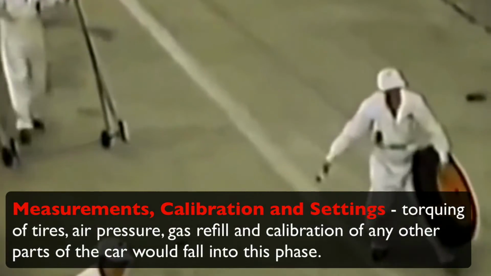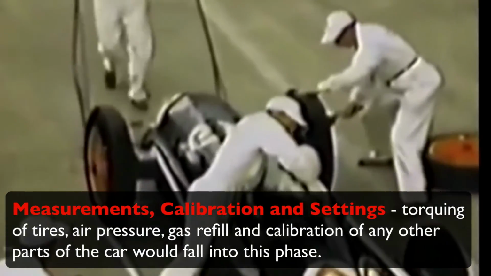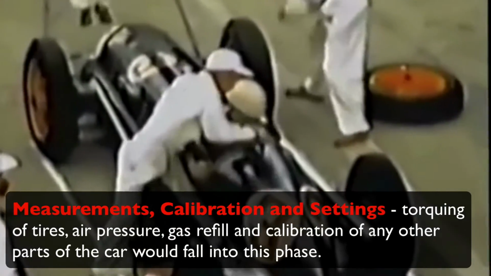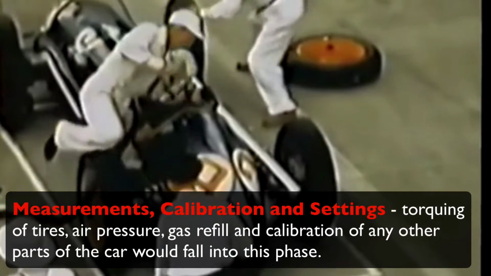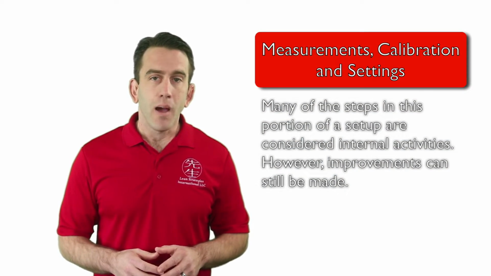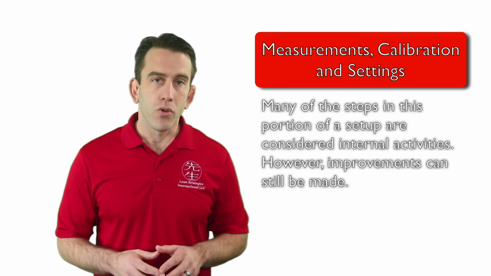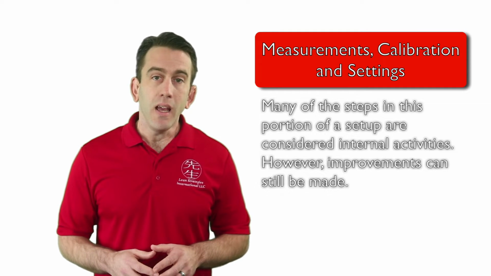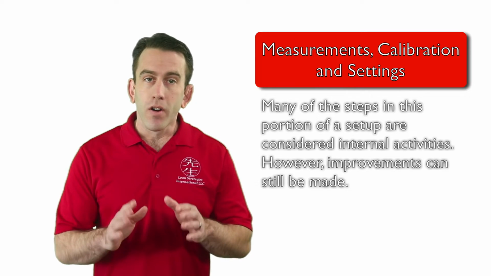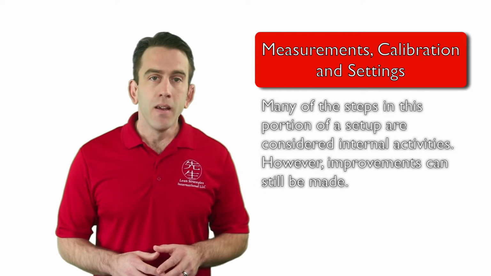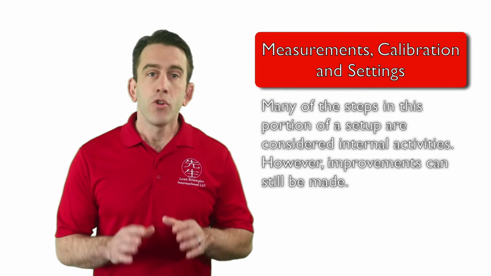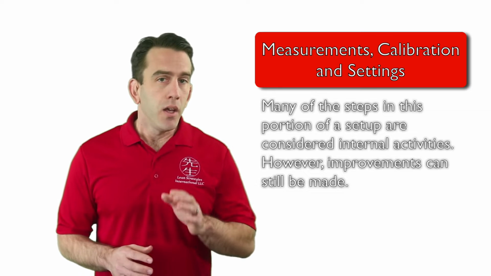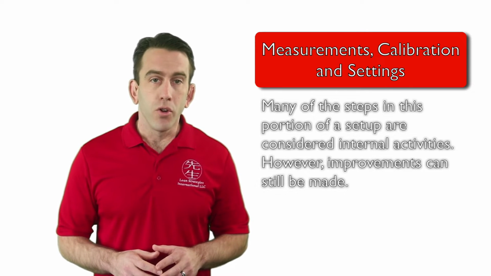If we look at this example of a pit stop on an Indy car, the torquing of tires, air pressure, gas refill, and calibration of any other parts of the car would fall into this phase. Something to keep in mind is that many of the steps which fall into this portion of a traditional setup are considered to be internal activities. However, improvements still can be made. With that being said, the measurements, calibration, and settings phase should still be optimized. You will learn how in later modules of the Reduce course.